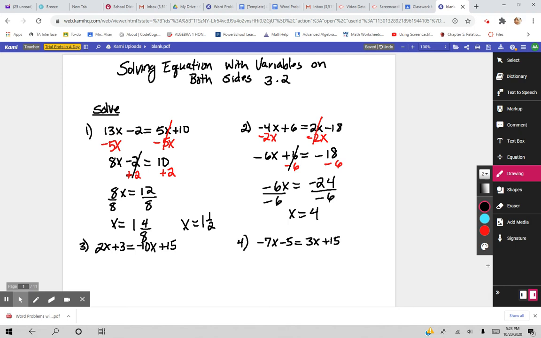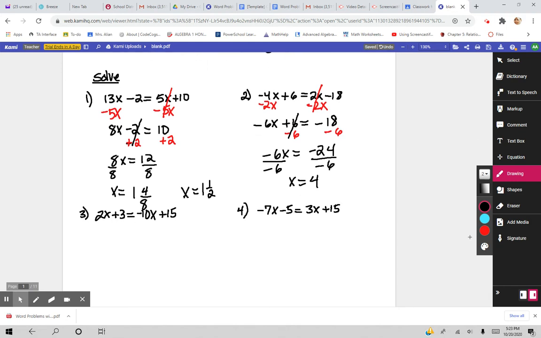Now, how do I know if I've done this correctly? I want to check my answer, especially if I'm taking a quiz or a test. I'm going to go ahead and put it down here and I'll erase it later. We're just checking number 2. Check number 2 and see if we found the right answer, if 4 is really the right answer. So let's plug in 4 for wherever we see x.